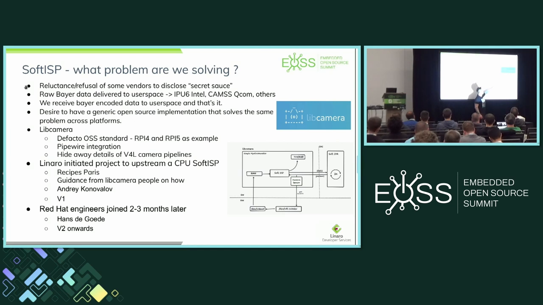There's a class that does the ISP bit, and then another class that does the IPA bit. The IPA bit is the thing that calculates the sensor tunings. Statistics come out of the ISP, and the sensor tunings come out of the IPA. So that's the basic design they want, and that's what we did.